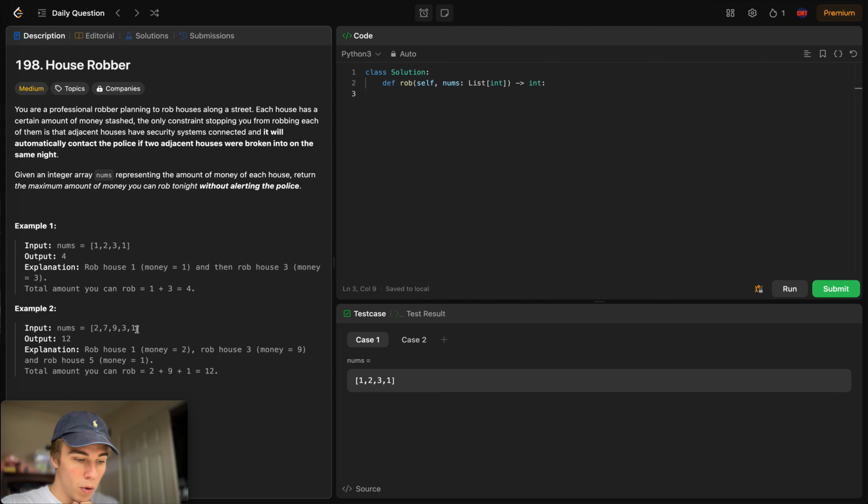Okay, so how would one do this? Well, it's pretty clear to me that this is a dynamic programming problem. I have to build up this current knowledge of what is the maximum amount of money that I'm going to win, depending on which index I'm including.